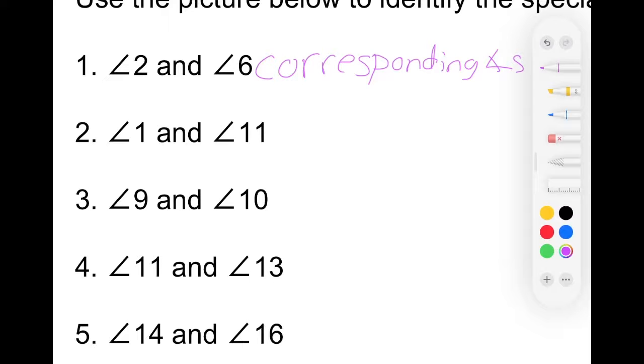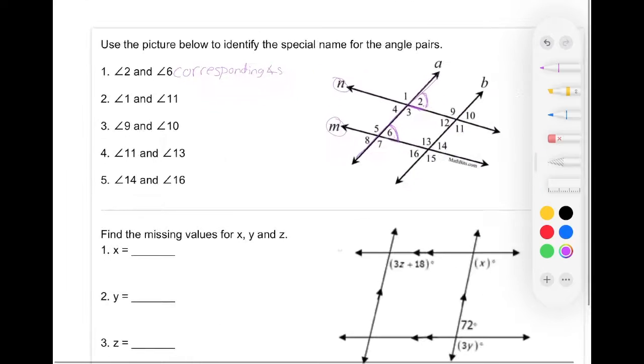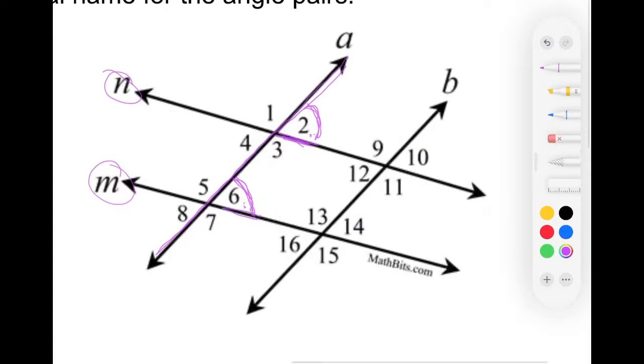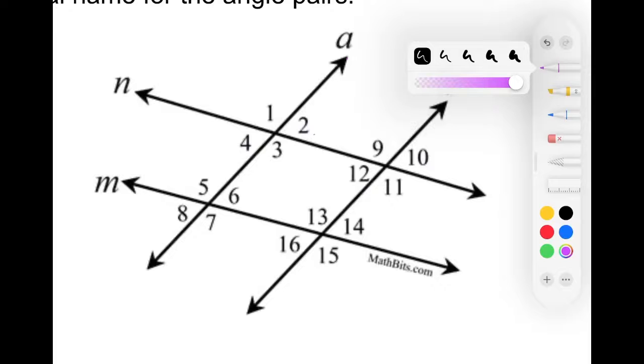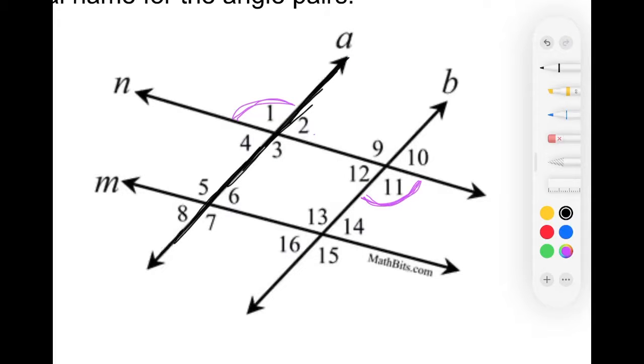For number 2, we are asked angle 1 and angle 11. So let's erase what we've already got. So angle 1 and angle 11. So in this one, we are looking at line A and line B as our parallel lines, and line N is acting as our transversal.